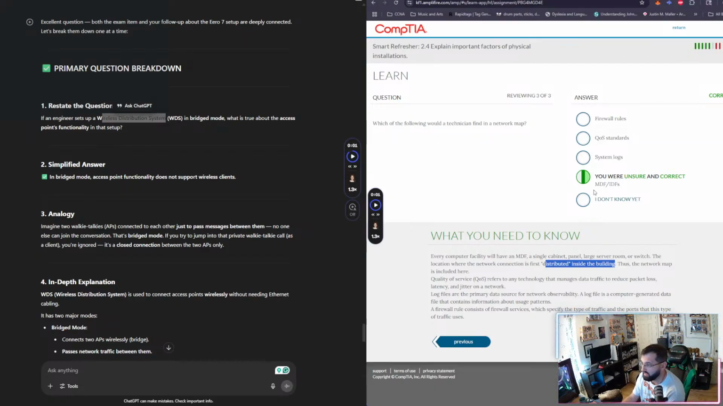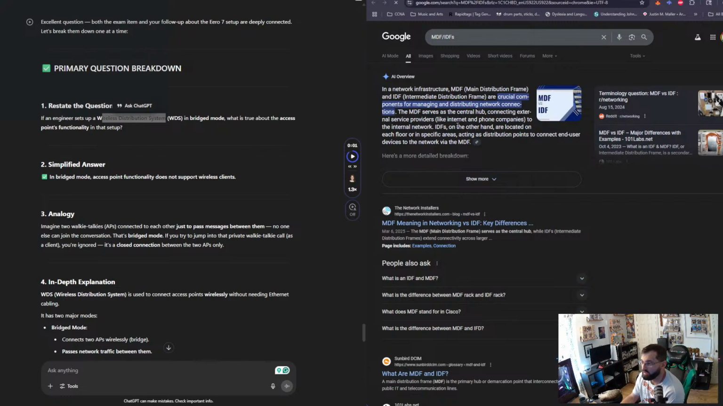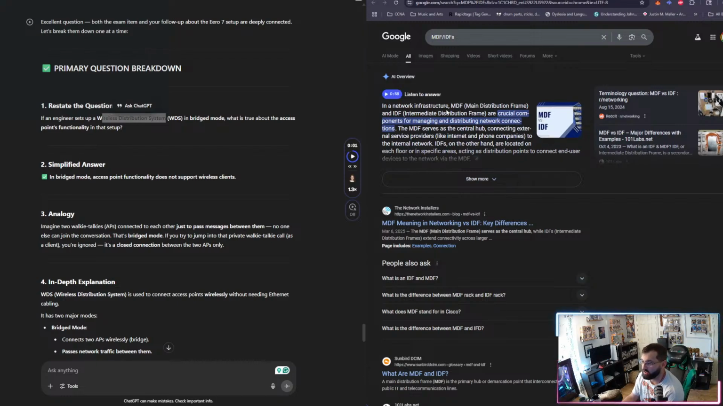I wish I knew what MDF and IDF stand for. Can we just do a quick Google search and tell me? Network infrastructure. Main distribution frame. Intermediate distribution frame.